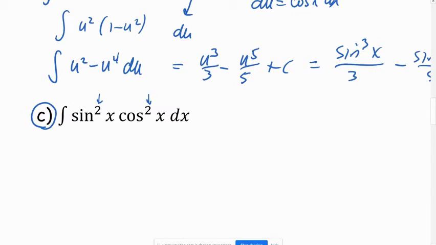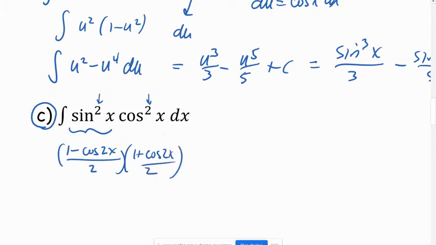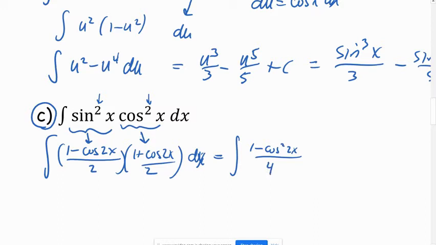Okay, so for this one, we're going to replace sine squared with 1 minus cosine 2x over 2, and cosine squared is 1 plus cosine 2x over 2. They're still inside the integral, so now we need to evaluate that integral. If I multiply these out, I end up with 1 minus cosine squared 2x over 4.